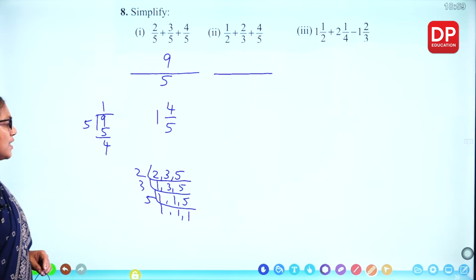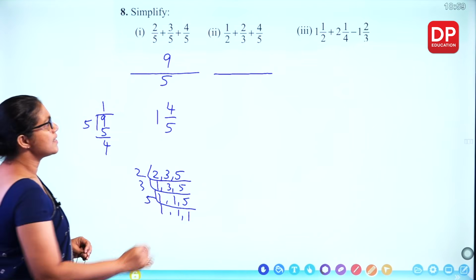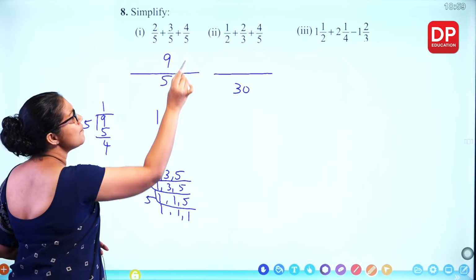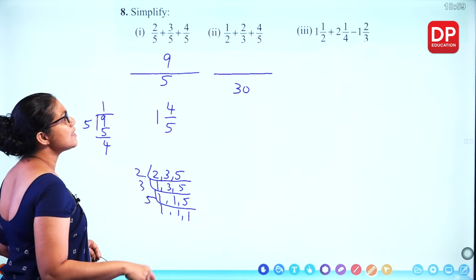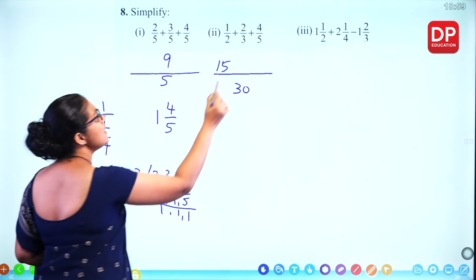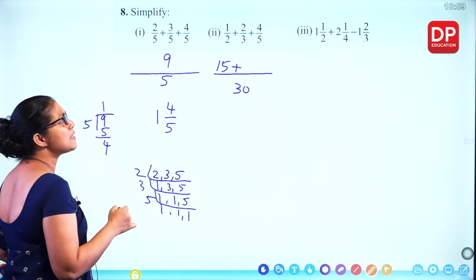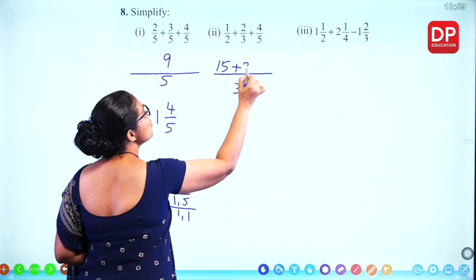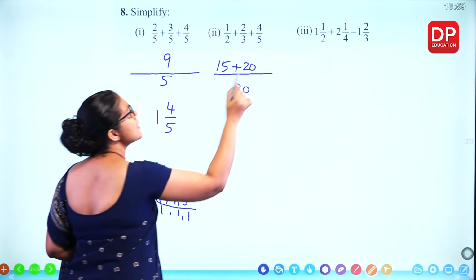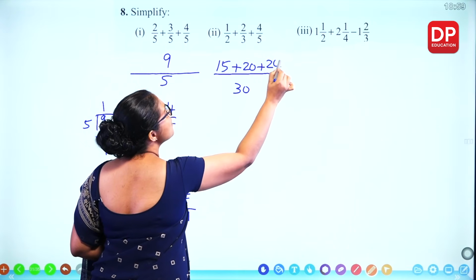So 2 times 3, 6, 6 times 5, 30. So 30 is the lowest common multiple. Convert to 30. 2 to 30 means multiply by 15. 15 times 1 is 15. 3 to 30 means multiply by 10. 10 times 2 is 20. 5 to 30 means multiply by 6. 6 times 4 is 24.